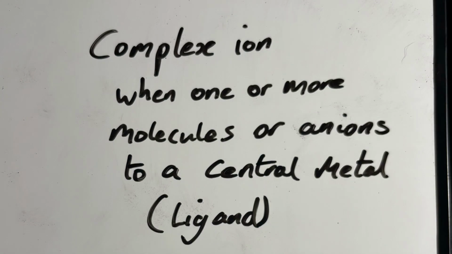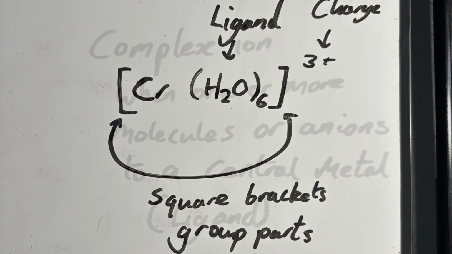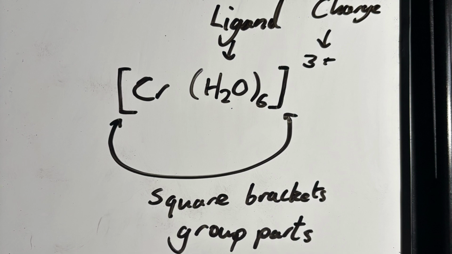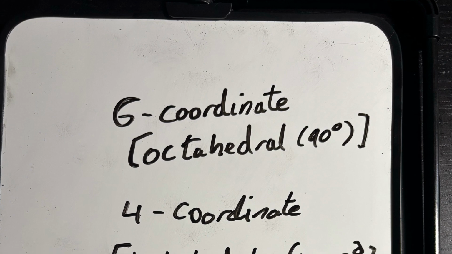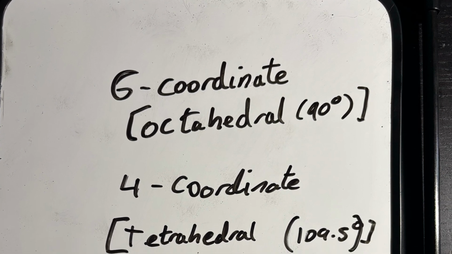Complex ions are when one or more molecules or anions are bonded to a central metal. To represent complex ions like this, the ligand is in brackets, the charge is on the outside of the square brackets, and the square brackets are there just to show you that you're grouping everything together. The number of coordinate bonds determines the shape of the molecules.